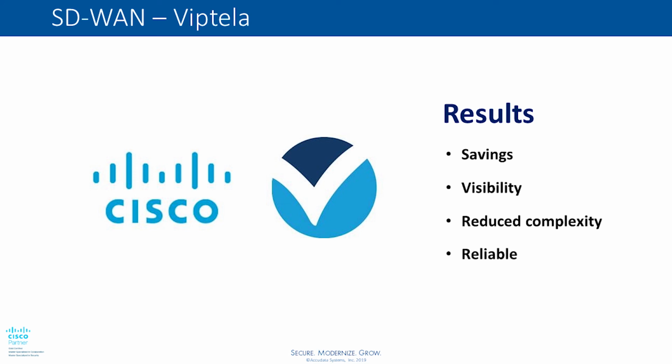You can do changes on the cloud on your management graphic user interfaces and with the control plane on the cloud. The fourth result is that you're going to create a more reliable WAN network.